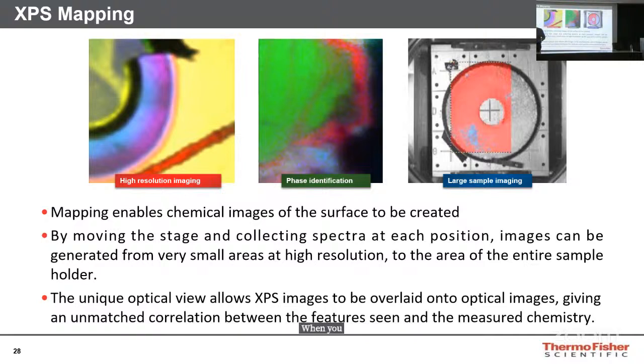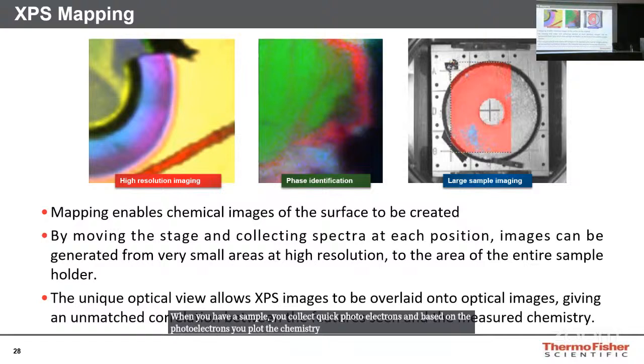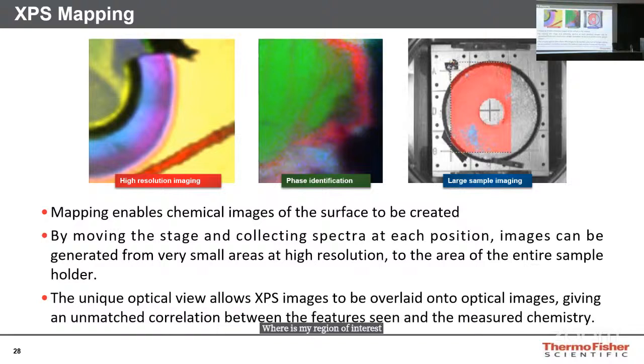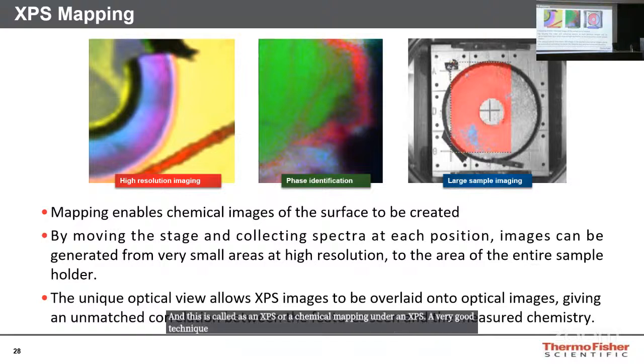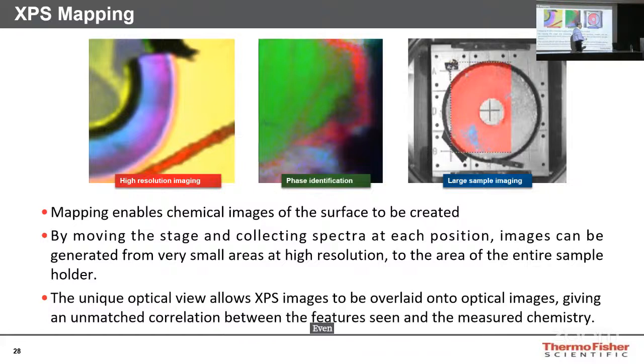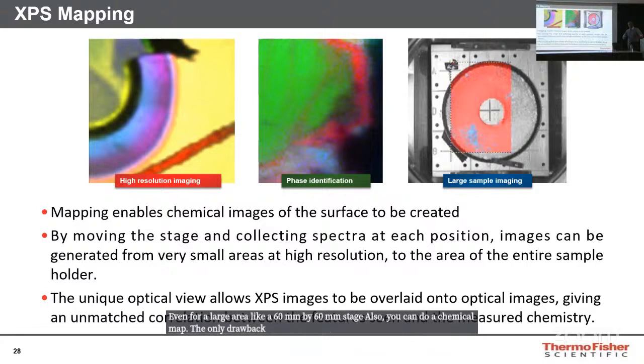When you have a sample, you collect quick photoelectrons, and based on the photoelectrons, you plot the chemistry of the sample in a very quick time. When you have the chemistry of your surface, as you see here, then it becomes easy for you to decide where is my region of interest, where should I start my scanning. And this is called an XPS or a chemical mapping under XPS. A very good technique to have. And in most of the literature these days, you will find these kinds of beautiful chemical maps appearing in journals. And this is not only for a small area; even for a large area like a 60 mm by 60 mm stage, you can do a chemical map. The only drawback is, the larger the area you go, the longer the time it takes to complete the scan.